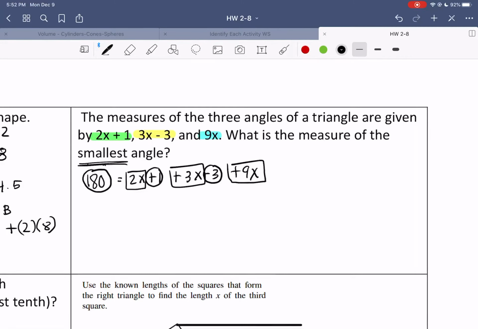So we're going to combine all of our x's, which would be 9 plus 5, which is 14x. And then we're going to have 1 minus 3, and that's going to give us a negative 2 because we can't change our signs. So 180, we're going to add 2 to both sides. We have 182 equals 14x.